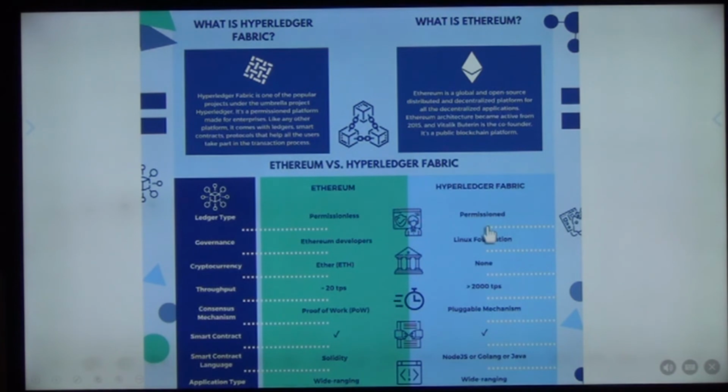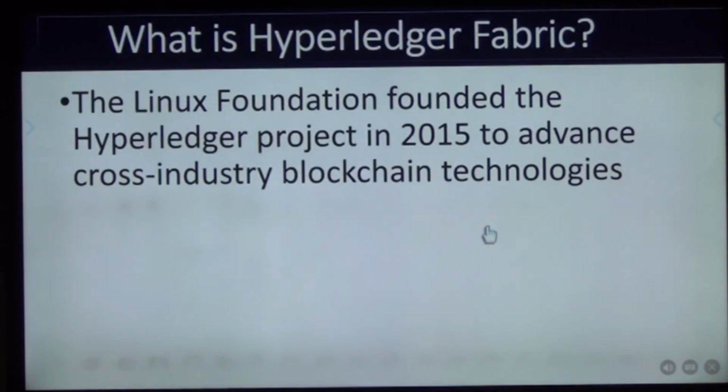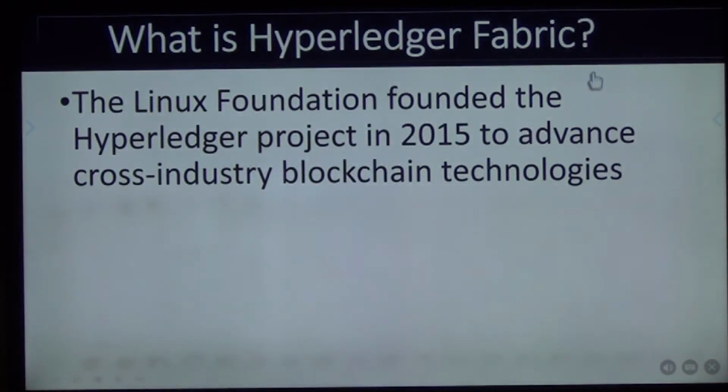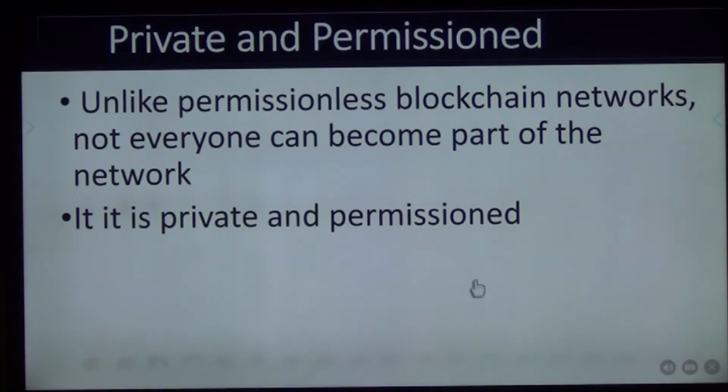There are many other variants of Hyperledger, but Hyperledger Fabric is the most used. The Linux Foundation founded the Hyperledger project in 2015 to advance cross-industry blockchain technologies. Then IBM came in. IBM is really seriously committed to Hyperledger Fabric, and now there are 100 members. There are Oracle. There are many organizations committing to the Hyperledger project, and it is open source. So you can just install it as open source.